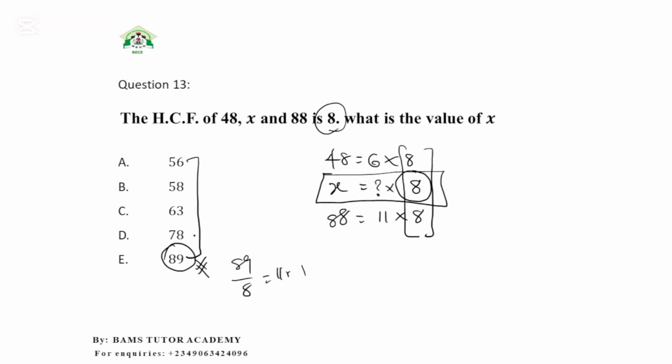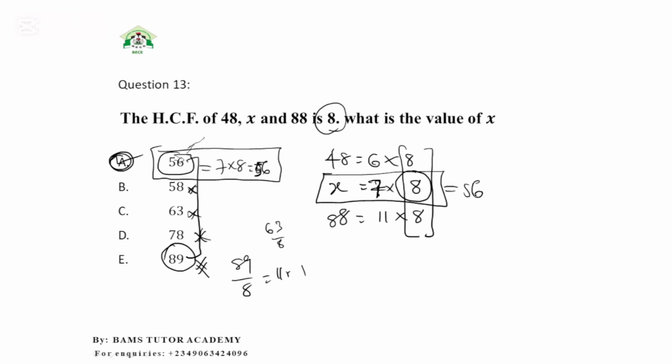Is it working for 78? No, not at all. What about 63? 63 divided by 8. Is it working for that? No. What about 58? No. What about 56? 7 times 8. 7 times 8 is 56. So that's option A, because it is the only number that is a multiple of 8. So this place can be 7. So we can say x is 56. For it to have 8 inside of it that will correspond across the three numbers, for it to now be an HCF of 8.